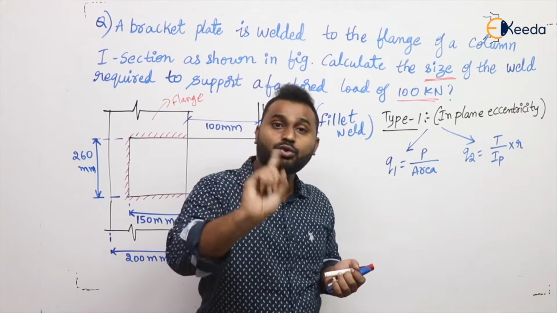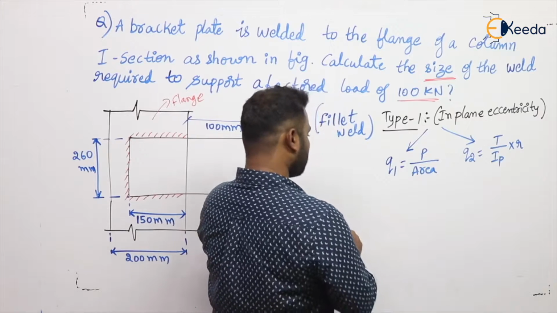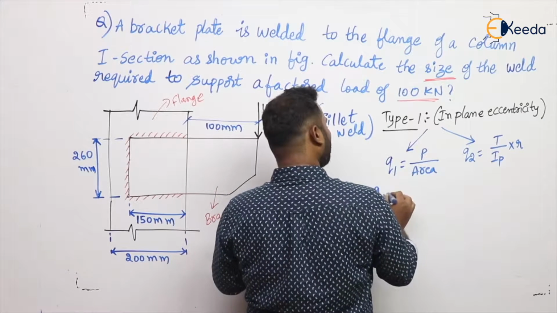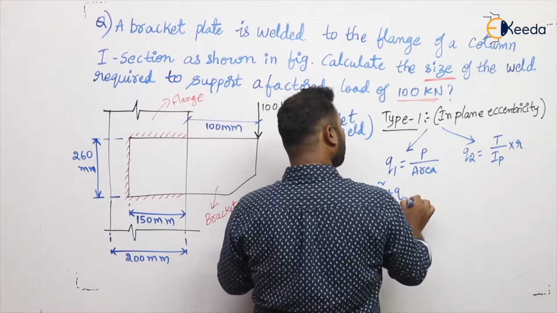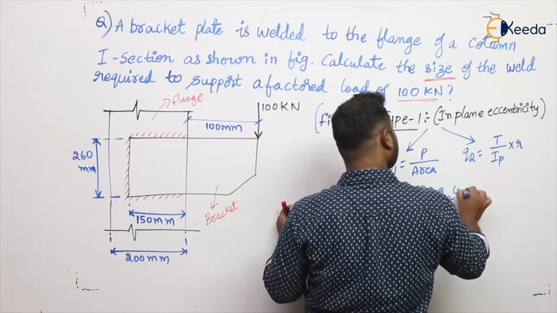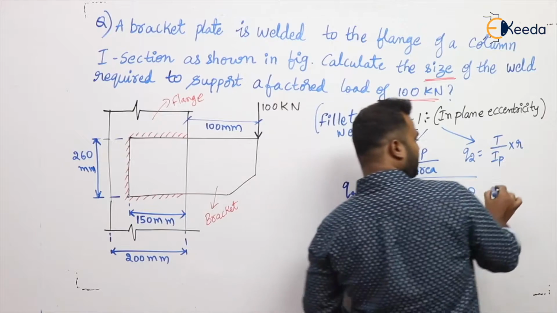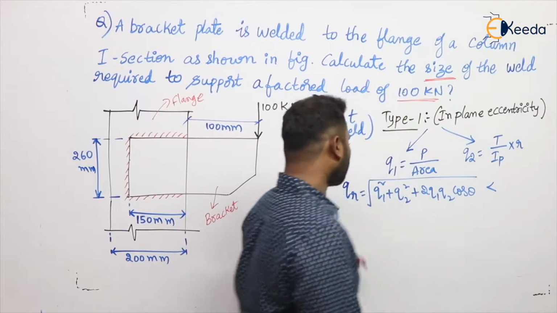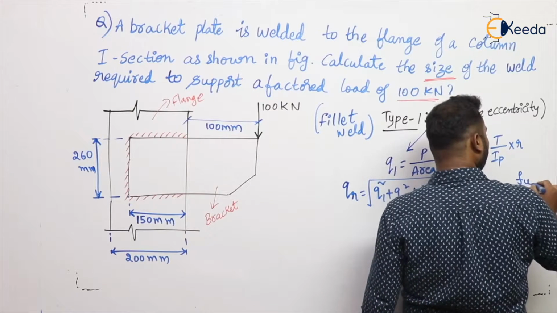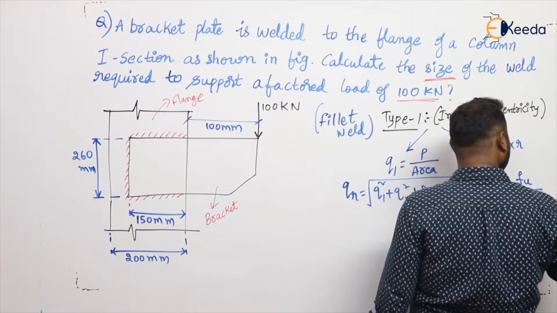So, because of these two effects, there exists a resultant shear, that is QR, which is equal to the square root of Q1 square plus Q2 square plus 2 Q1 Q2 cos theta. Is it clear? Now this particular resultant stress should be less than or equal to the design stress in fillet weld, that is Fu upon root 3 into gamma mw. Is that clear?